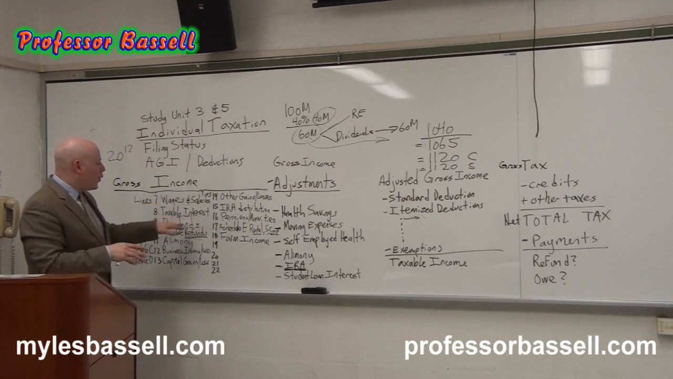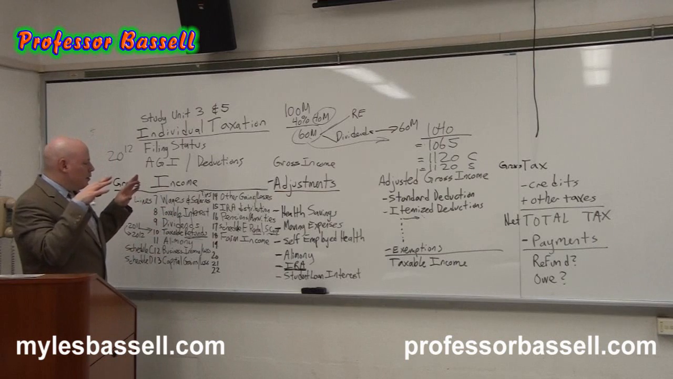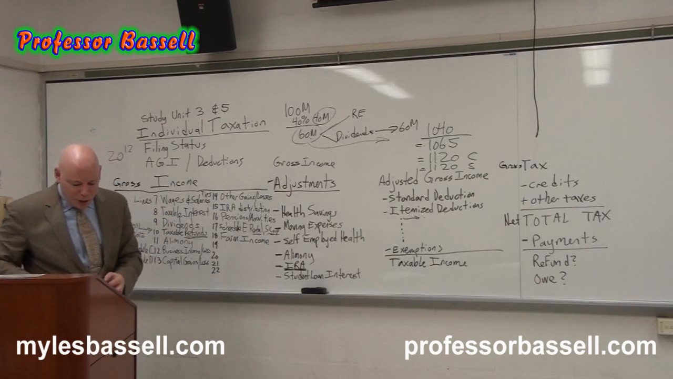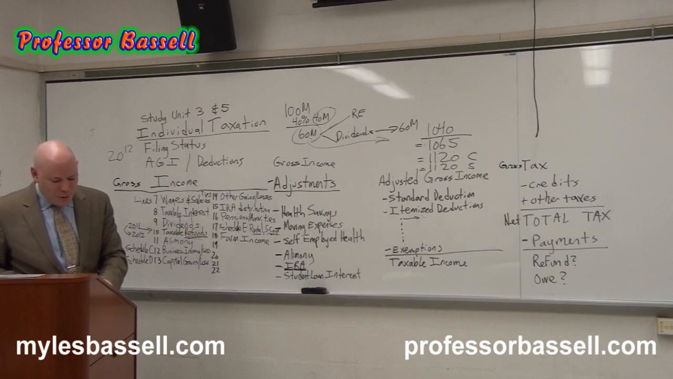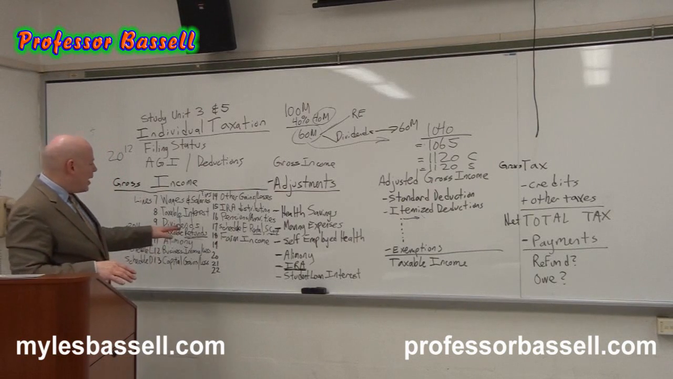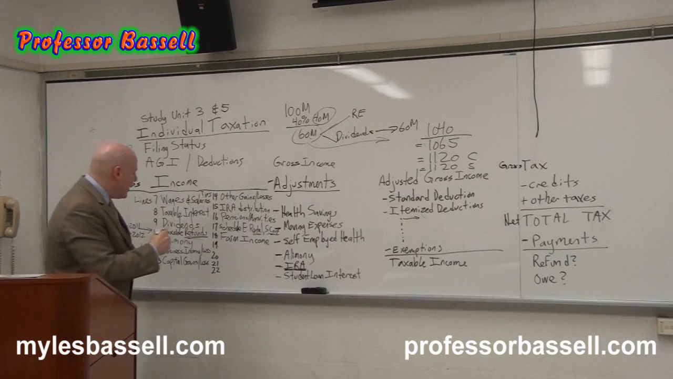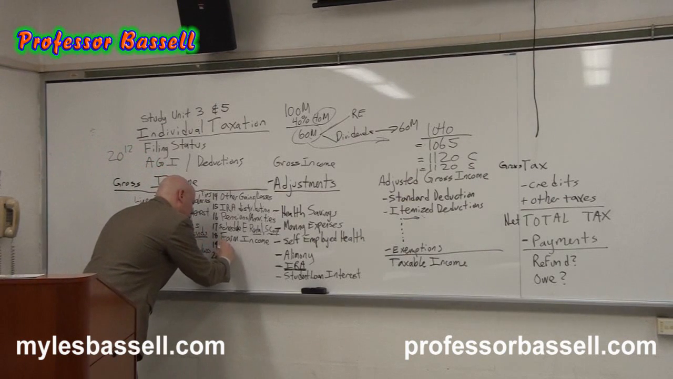But all the things that we're going through here is income. Different types of income. Congress has gone through a lot of trouble to identify different types of income, and each of these has its own line. Now, unemployment.